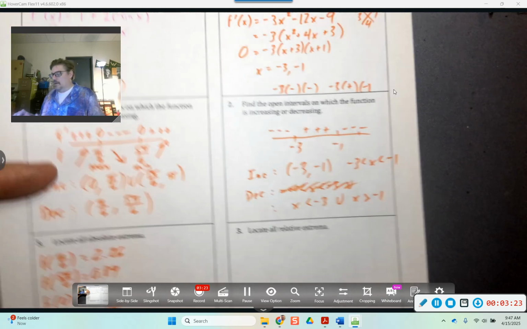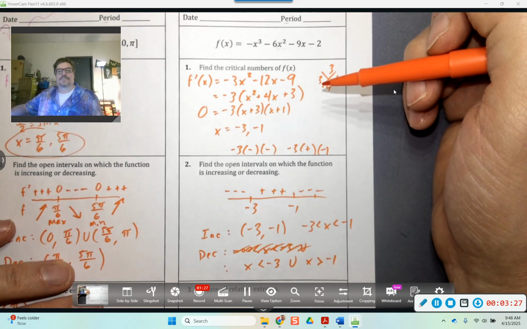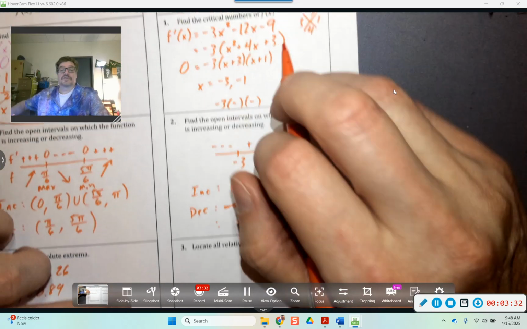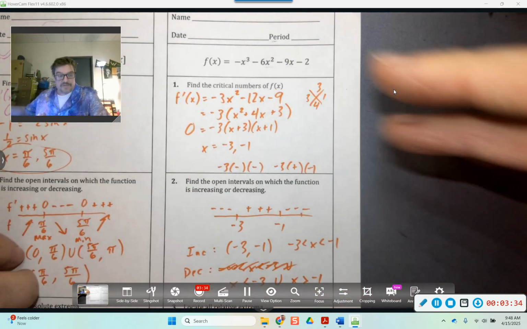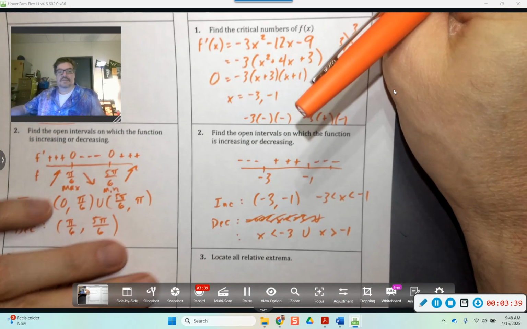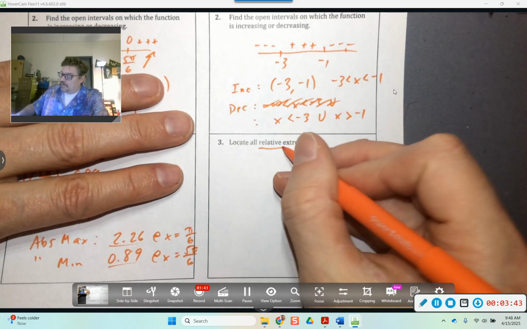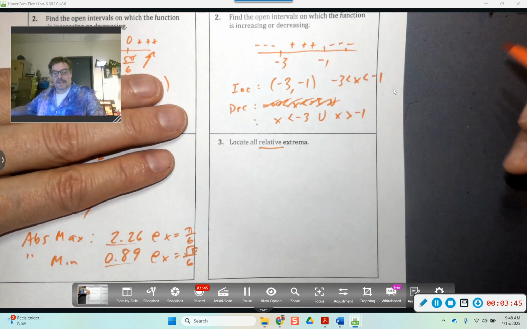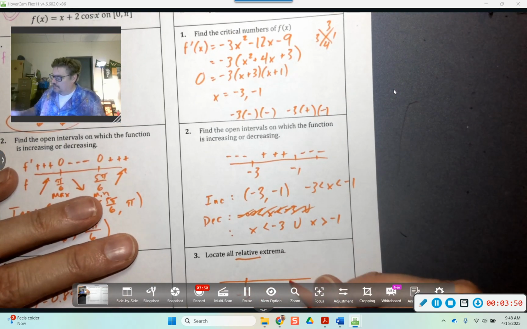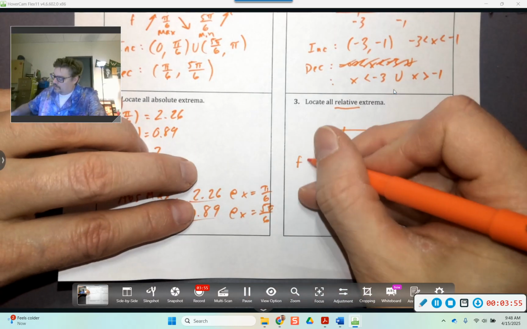Okay, locate all the extrema. We do not have absolute extrema here. Because this guy shoots off into infinity, there's no end points for us to establish an interval. So because he goes to negative and positive infinity respectively, he doesn't have any absolute. So notice how they switch the word here to relative. With relatives, we're only going to look at the critical points in the middle here, which is -3 and -1. Okay, and then we want to find out what are those values.